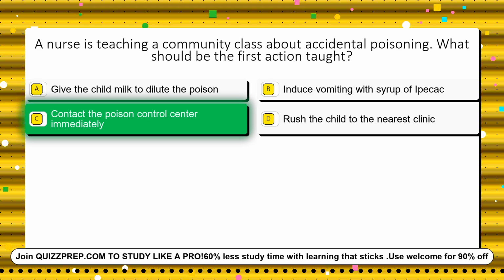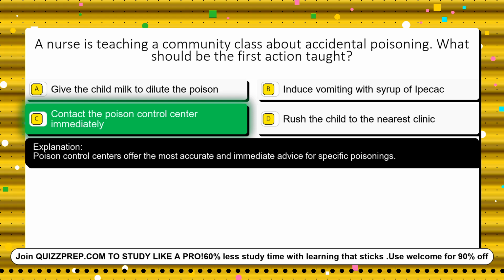The correct answer is option C, contact the poison control center immediately. Poison control centers offer the most accurate and immediate advice for specific poisonings.